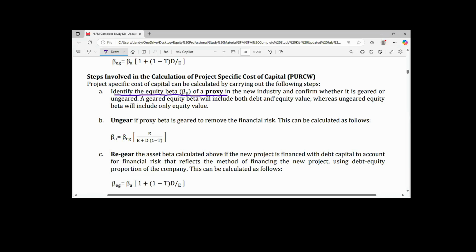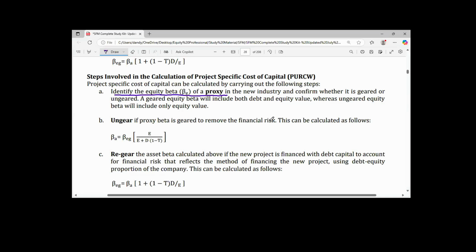When you are given asset beta, it means that asset beta is ungeared. But when you are given equity beta, and you can see from the balance sheet or in the capital structure, any form of debt, like bond, loan notes, debenture, or bank loan in the balance sheet of the proxy company, it means that the beta is geared. I will explain further. But for now, let's take it one by one.